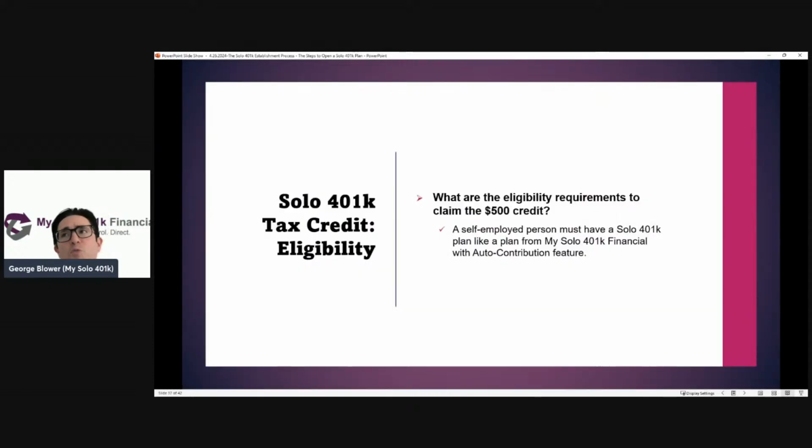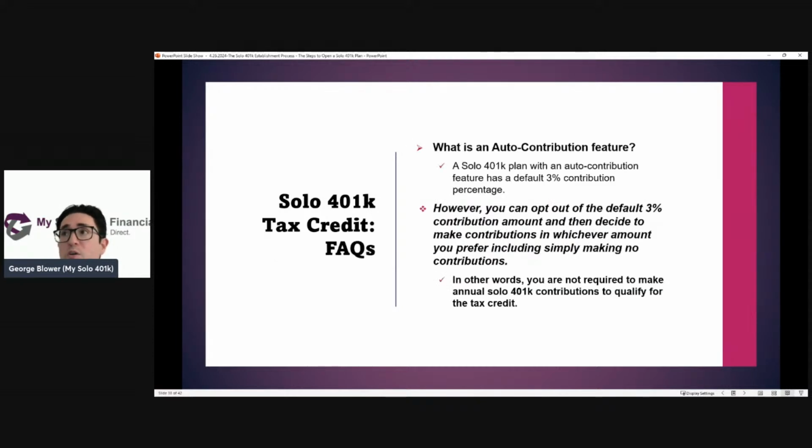So in order to be eligible, you have to first be eligible to set up a plan and then set up a solo 401k plan like our plan that includes the automatic contribution feature. The automatic contribution feature is setting a default 3% contribution percentage amount, but the solo 401k owner has the option to opt out, has to be given the option to opt out of the default amount. Opting out of the default amount doesn't mean that the person can't make contributions, right? As a matter of fact, they can make greater than 3% contributions, or they can make less than 3% contributions.